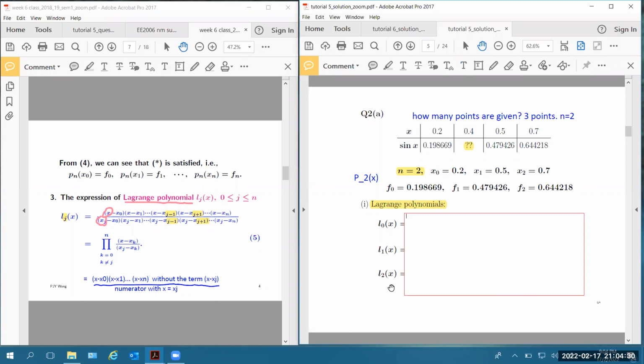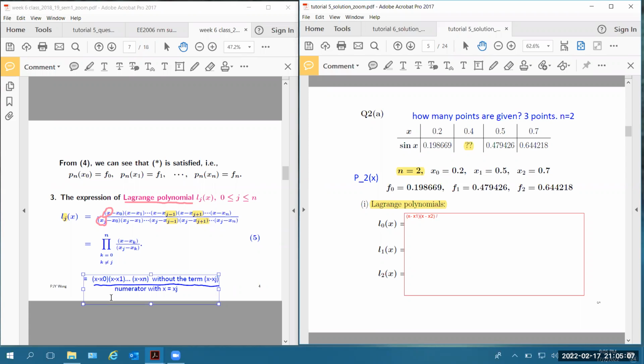Now it is L0(x). That means your numerator is without the term x minus x0. So that means you can only start with x minus x1. Is it okay? Then the next term is x minus x2. All right, that's all. Are y'all okay here? Everybody okay? For L0(x), this is the numerator.